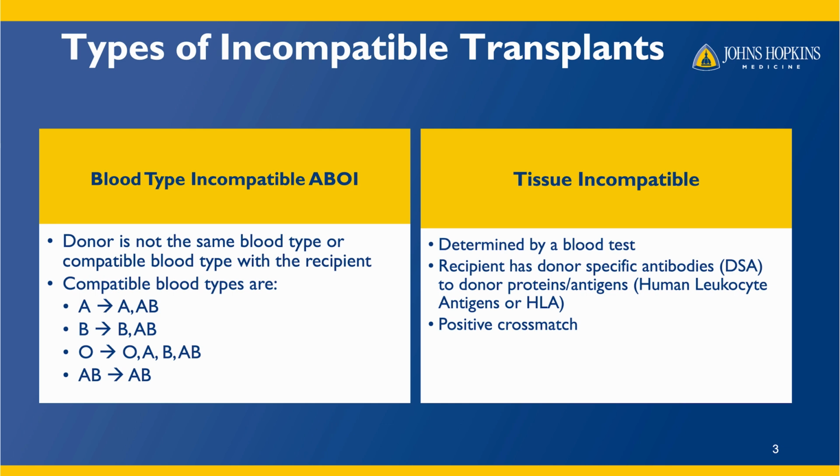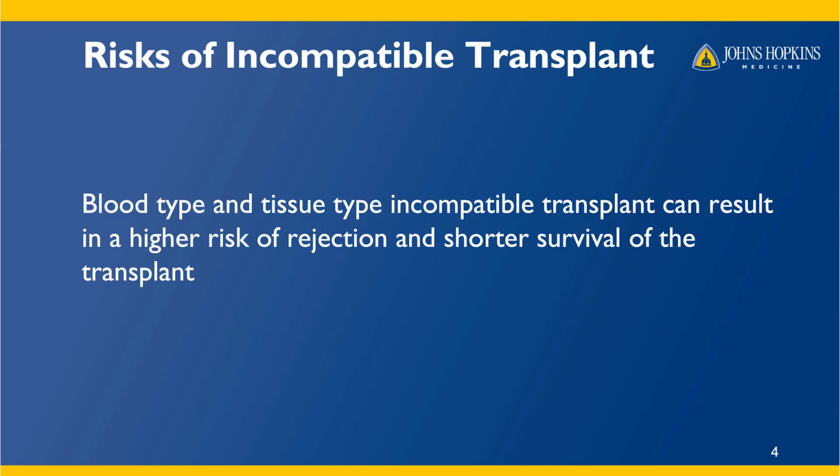The second type of incompatibility is tissue incompatibility. This is when the recipient has antibodies to the donor's proteins, or HLA. This can cause rejection. We compare 6 proteins, or HLA, when determining the tissue match of the donor and the recipient. Blood type and tissue type incompatible transplants can result in a higher risk of rejection and shorter survival of the transplanted kidney. So we prefer to do a compatible transplant if possible.